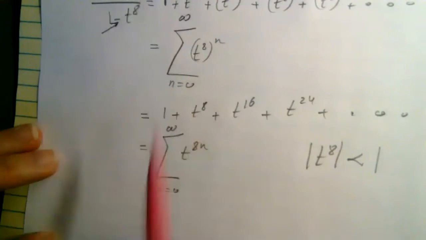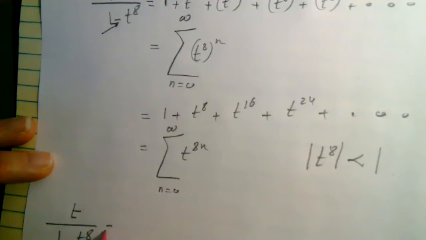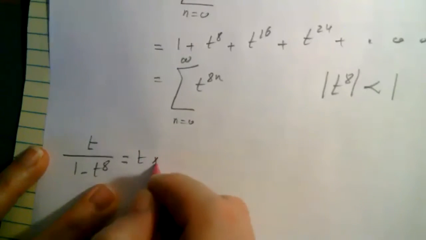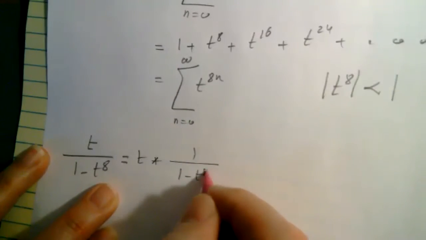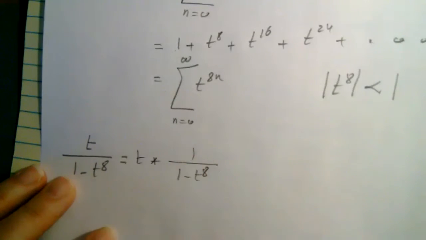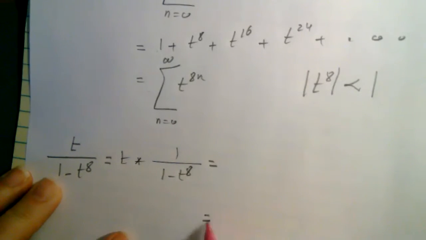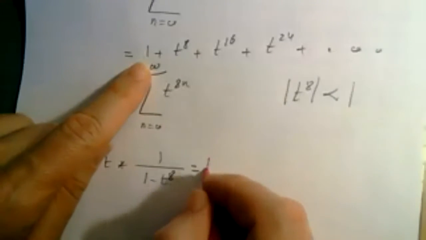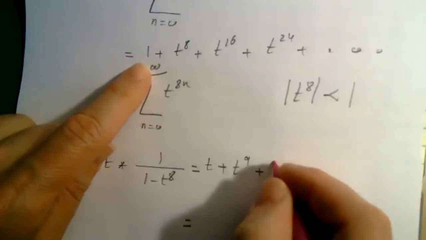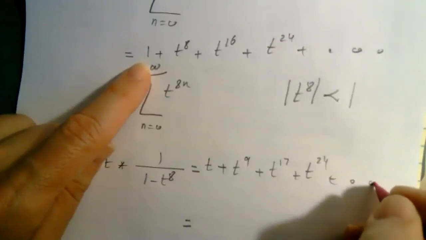So we're almost there. Now I have t over 1 minus t to the 8. I have to multiply across by t. It means this is t multiplied by that. There is no way out. That's the way we're going to look at it. So I need to multiply this across by t. So this is going to be equal to, in terms of the series, t plus t to the power 9 plus t to the power 17, t to the power 25, etc.